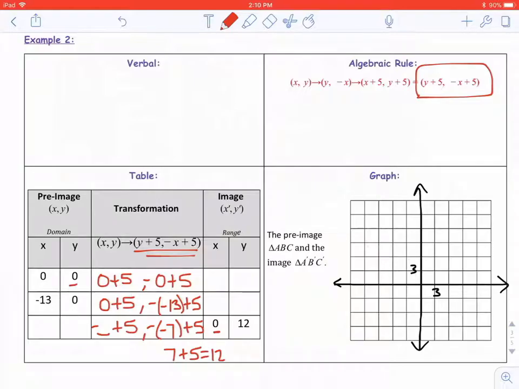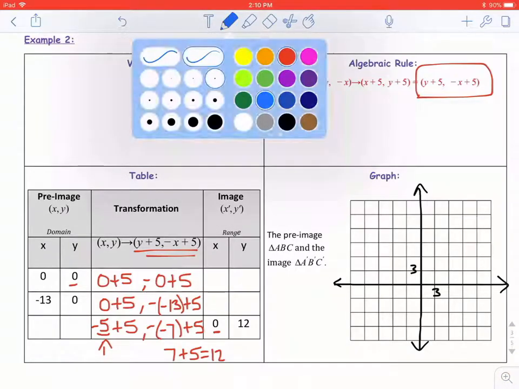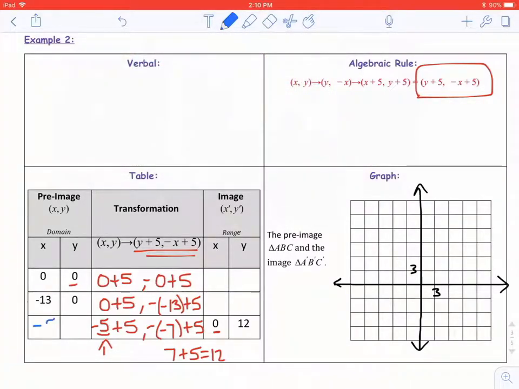And then, let's see, did I accidentally erase this number right here? We had a negative 5. Maybe it just didn't show up when I wrote it a minute ago. Alright, so let's fill in our table. So we have negative 5 plus 5 gave us 0, and then negative 7 was the number we needed for the y. And then for our image values, we have 0 plus 5 would be 5.